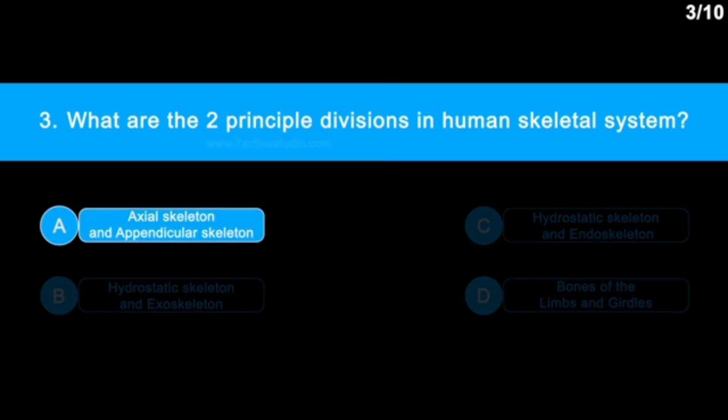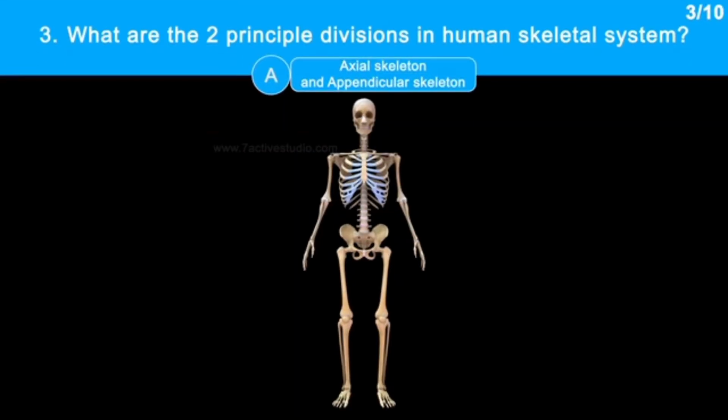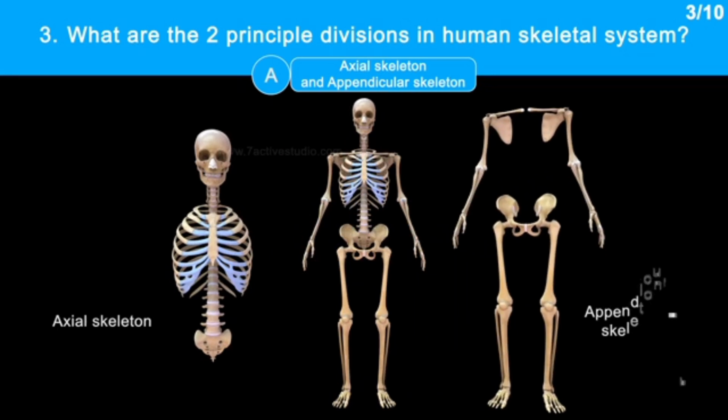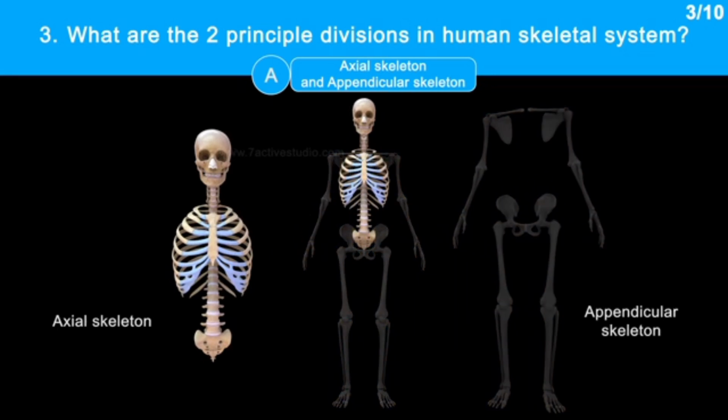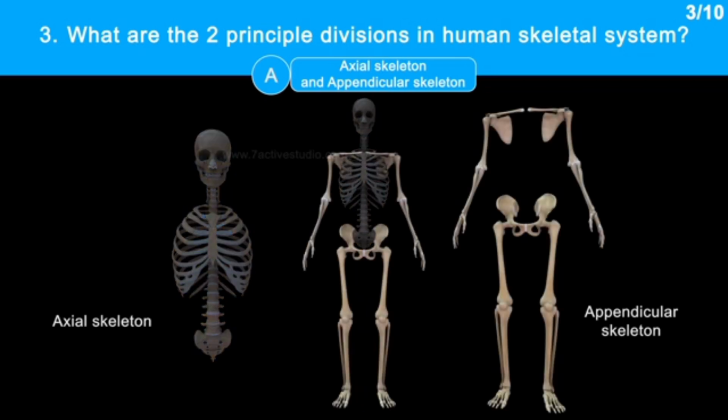And the correct answer is option A, axial skeleton and appendicular skeleton. Let's see how. Human skeletal system can be divided into two main parts, the axial and the appendicular skeletons. The axial skeleton forms the central axis of the body. Appendicular skeleton includes girdles and limbs.